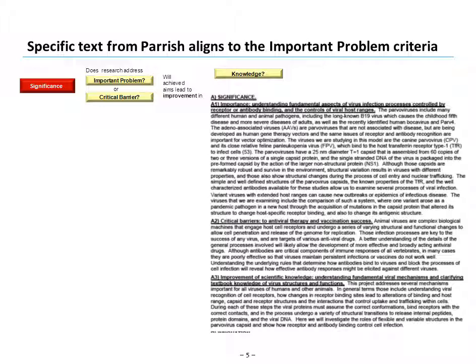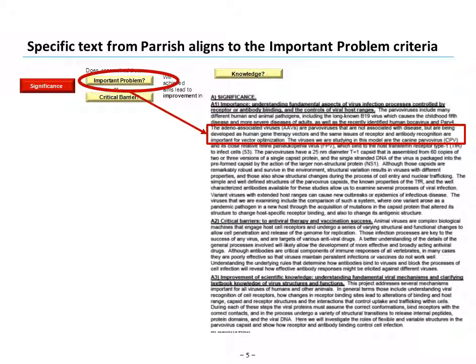Now, specific text from Parrish aligns to these important problem criteria. The adeno-associated viruses are parvoviruses that are not associated with disease but are being developed as human gene therapy vectors. And the same issues of receptor and antibody recognition are important for vector optimization. You can see the importance of that problem, how this study will help us in this area.